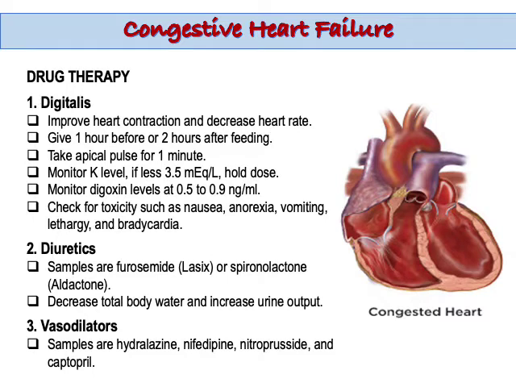One is digitalis. It slows the heart rate and strengthens the cardiac function. It must be given 1 hour before or 2 hours after feeding. Take the apical pulse for 1 full minute. Because it slows heart rate, do not give digitalis if the apical pulse is low. Monitor potassium, monitor digoxin levels because it can cause digitalis toxicity. So the following are the signs of toxicity.